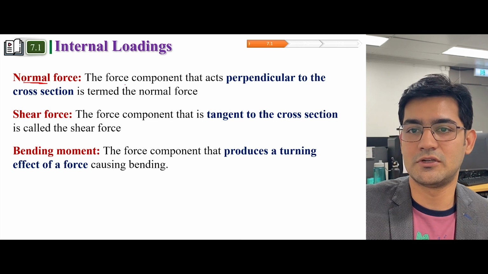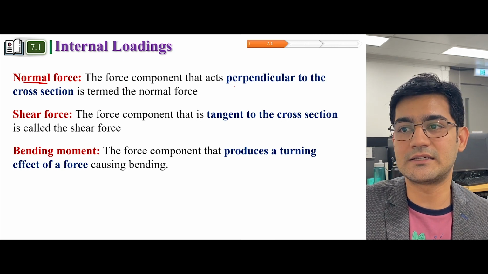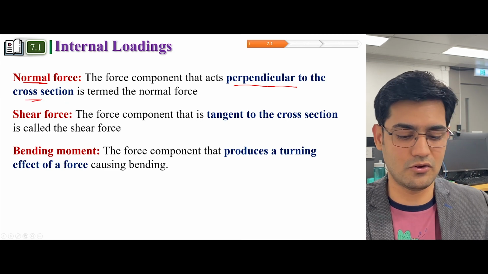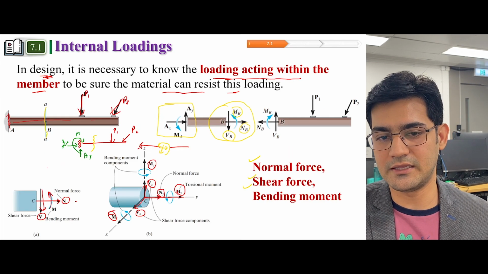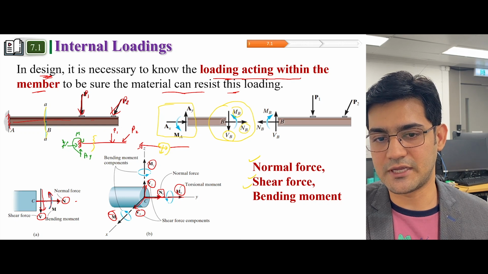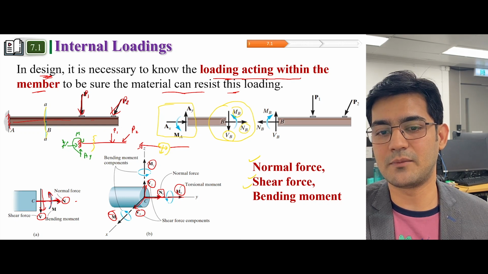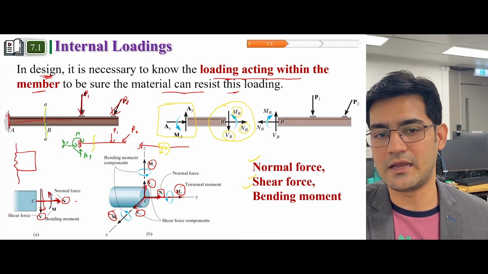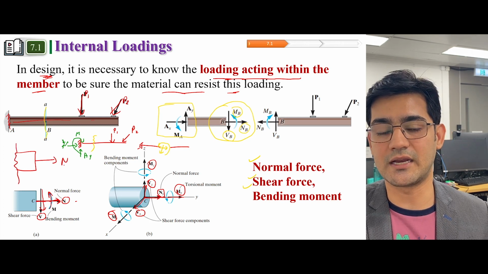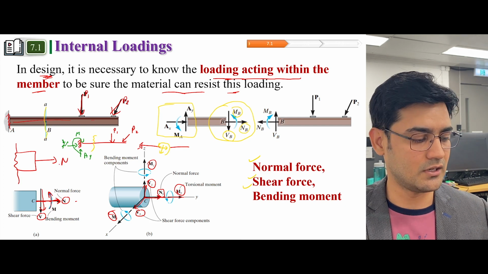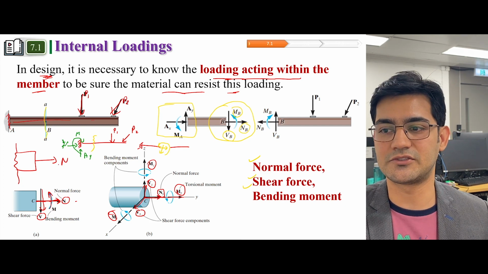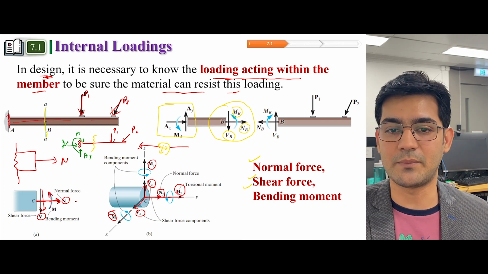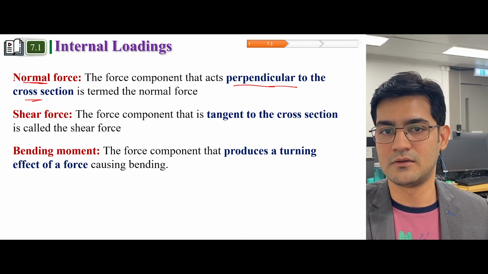Now, the force component that acts perpendicular to the cross section is termed a normal force. For example, in this case, this force element is acting perpendicular. So this was a beam section, and this is a force which is acting perpendicular to the cross section, which we expose to extract these shear force, normal force, and bending moment. So the force which is acting perpendicular is called normal force.